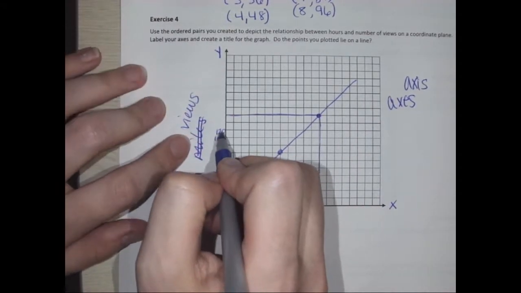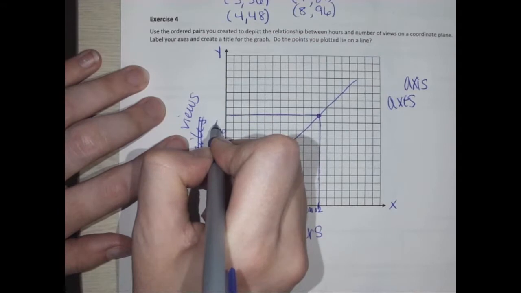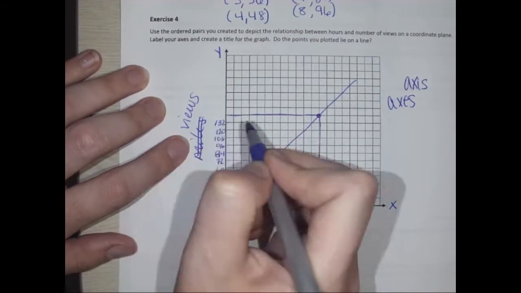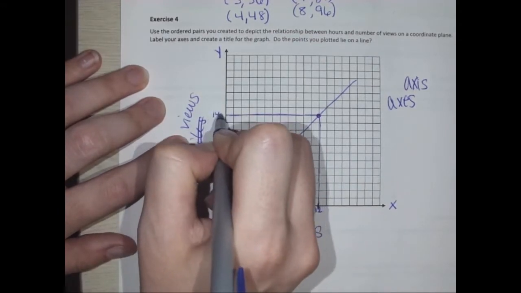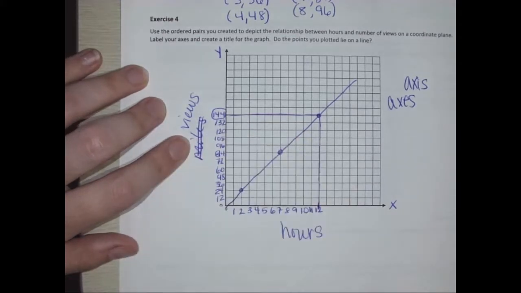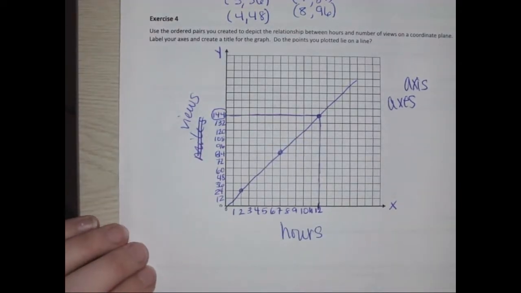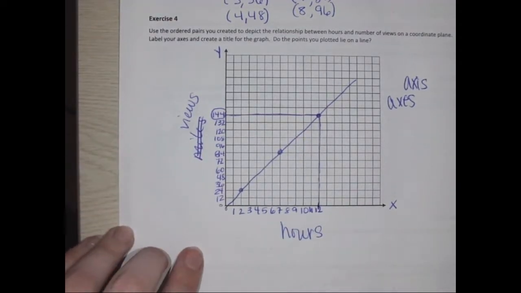So what can I write next? 120, 132, and then 144. Oh, looky there. Same answer. So we've used a graph now to find the answer.